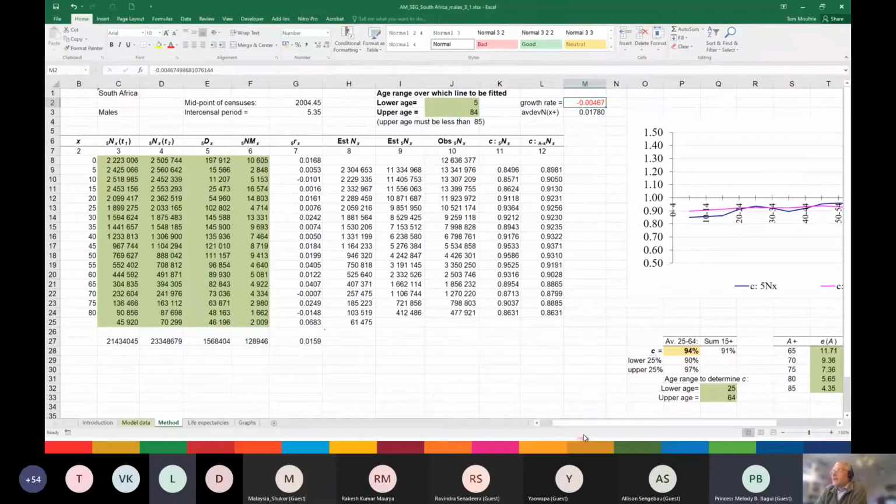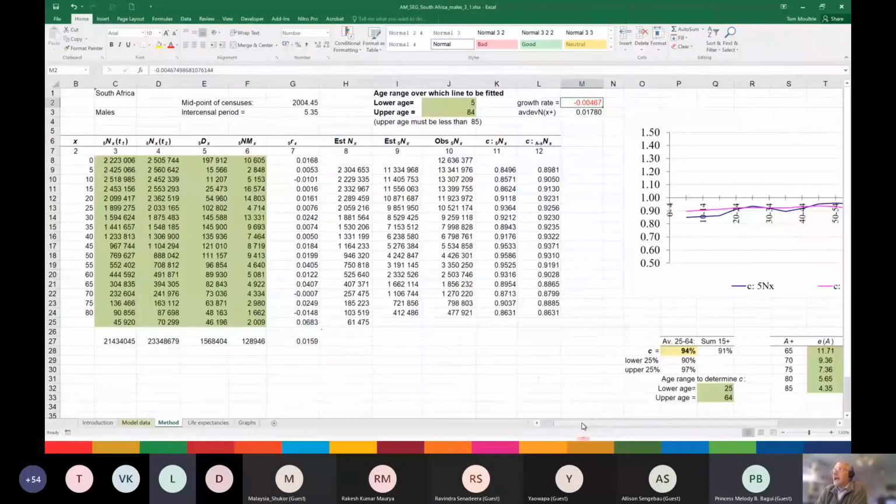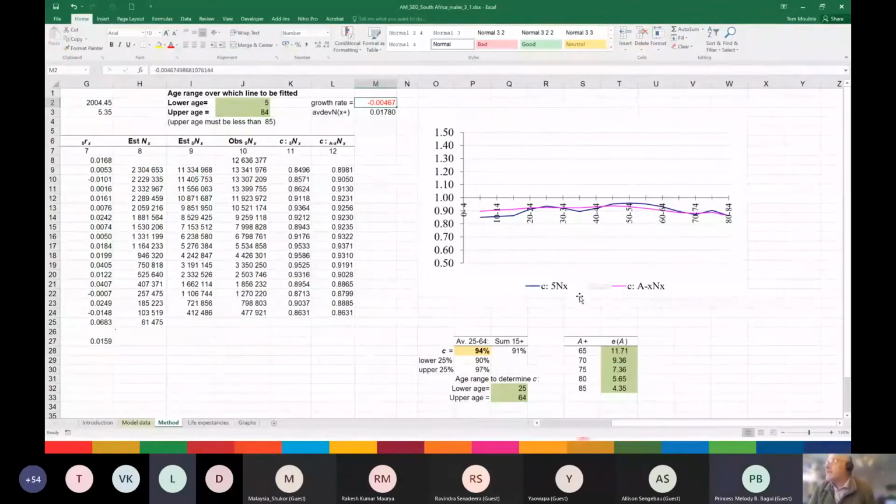And the model will then directly estimate the completeness of your data. And what we see in this plot over here is exactly that estimate of completeness, either for each individual 5-year age group, which is the blue line, or for all ages above that age, which is the pink line.